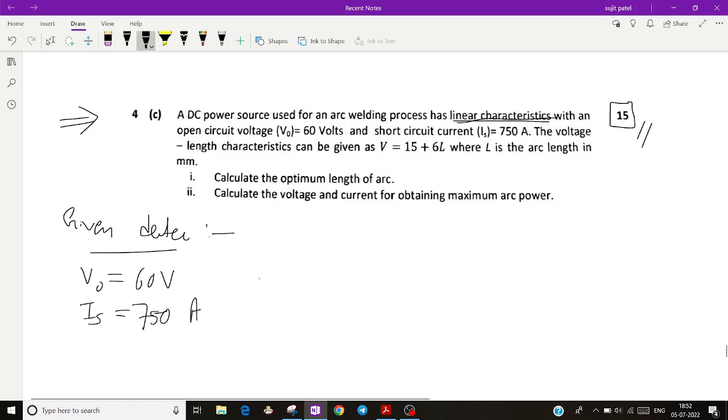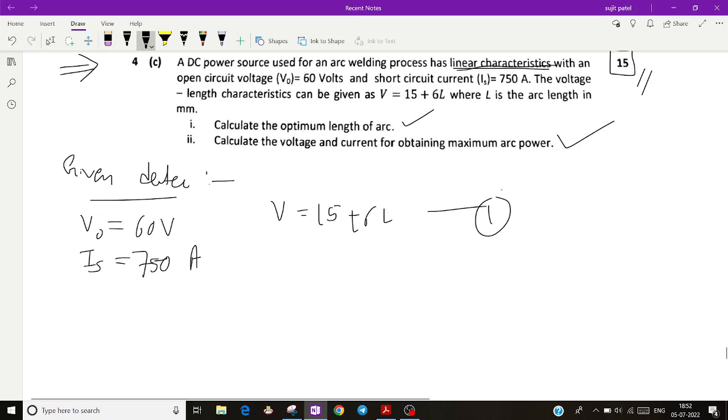And the voltage and arc length characteristics is given by 15 plus 6L. Say it as equation number 1. So we have to calculate the optimum arc length and calculate the voltage and current for obtaining maximum arc power.